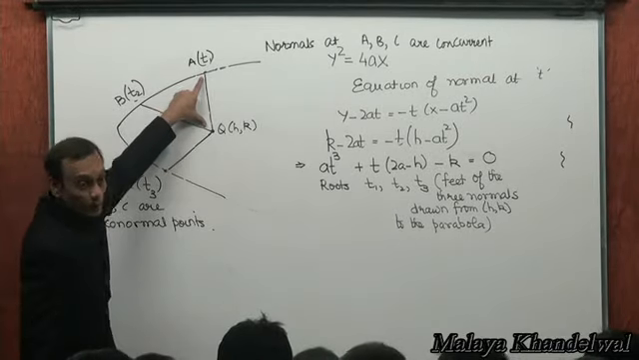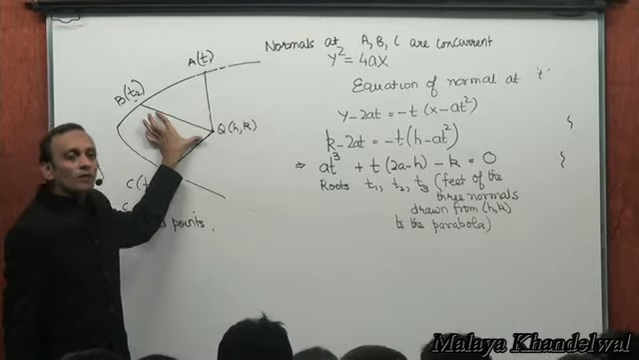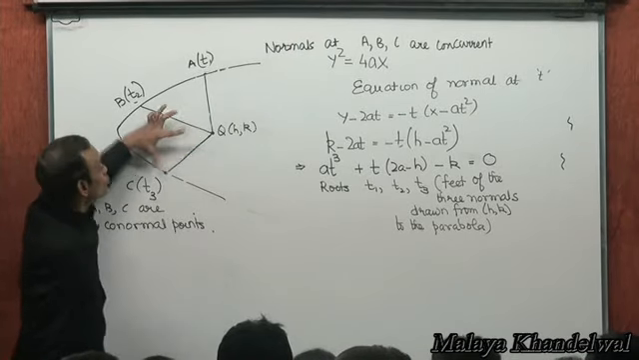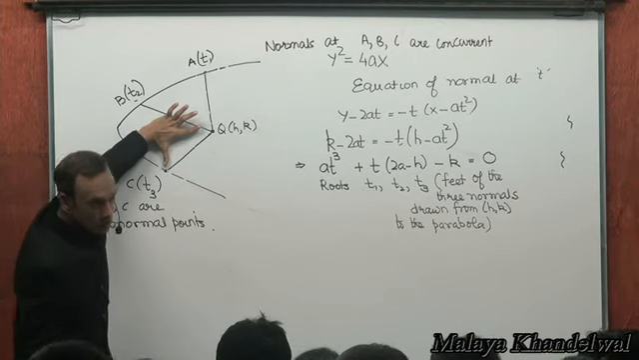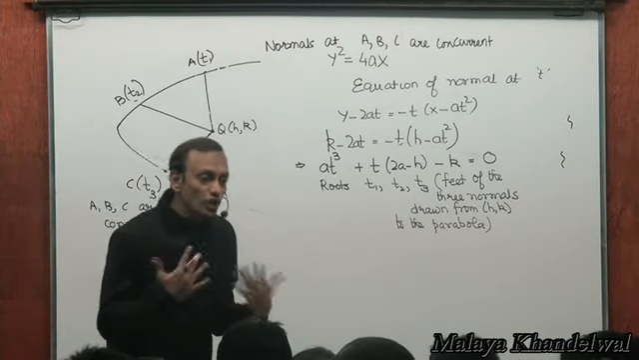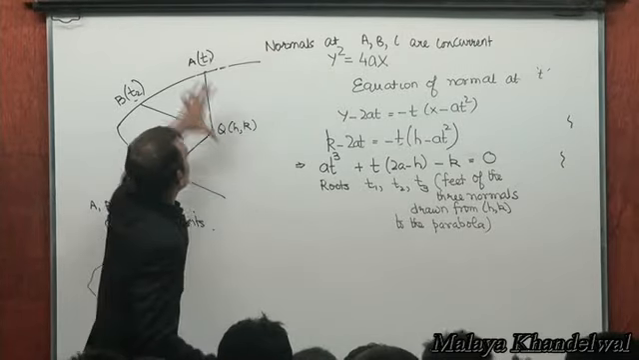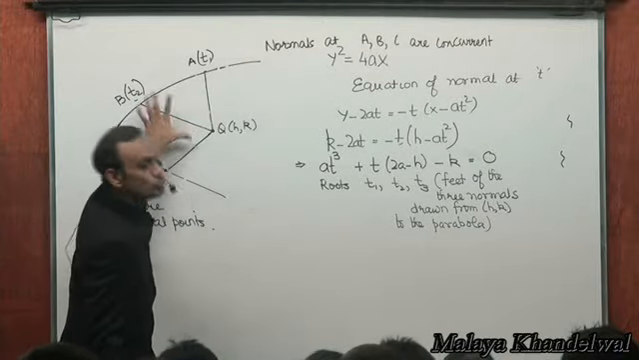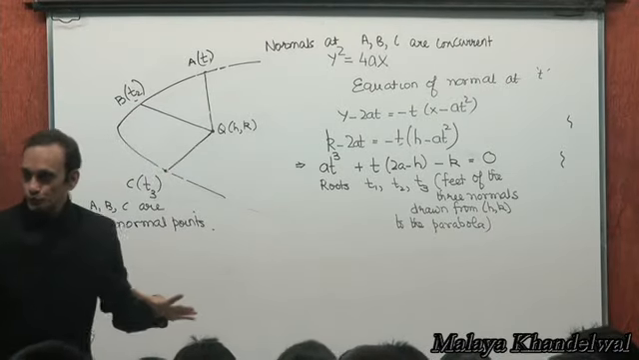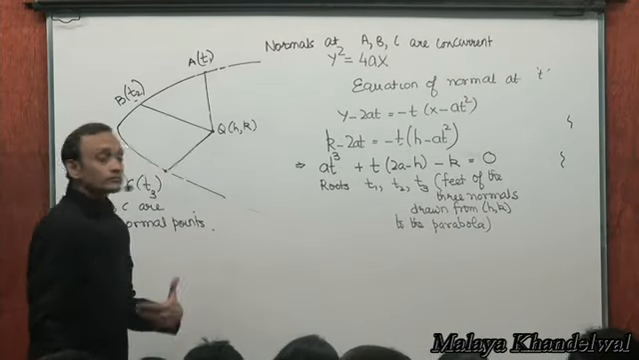This normal will have slope minus t1. This normal will have slope minus t2. This normal will have slope minus t3. The slope of the normal at any t is minus t, isn't it? So the slope of the normal at t1 would be minus t1, minus t2, minus t3. Yes or no?